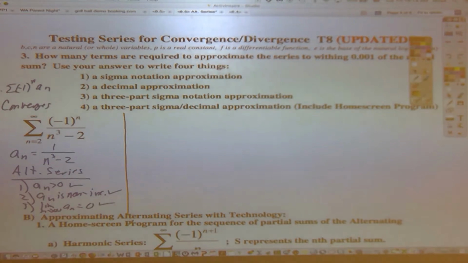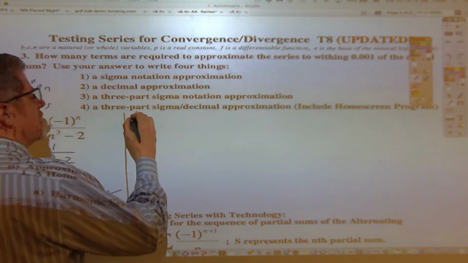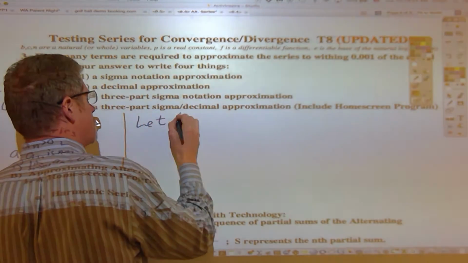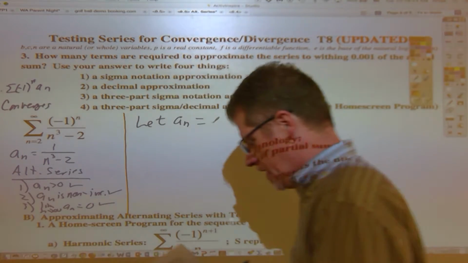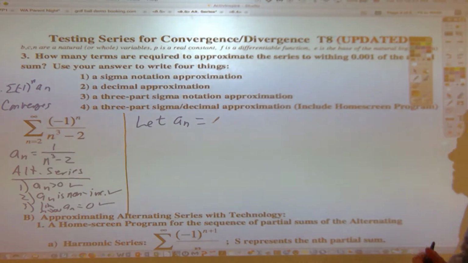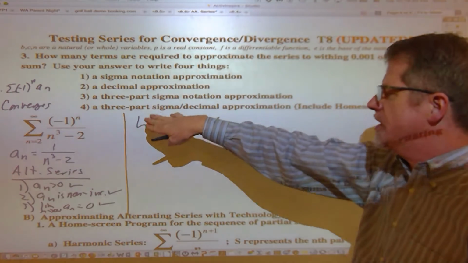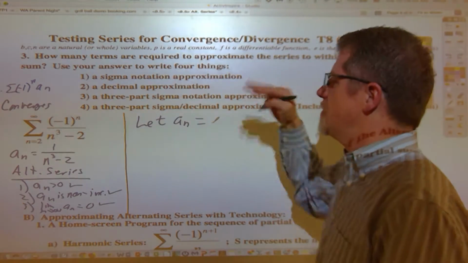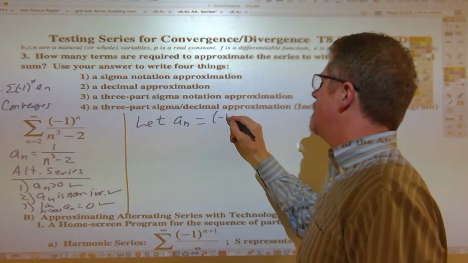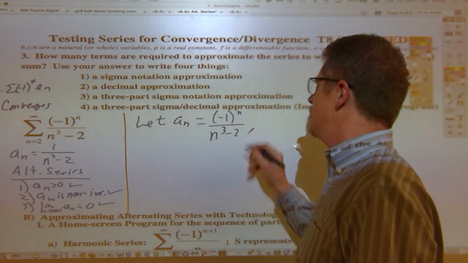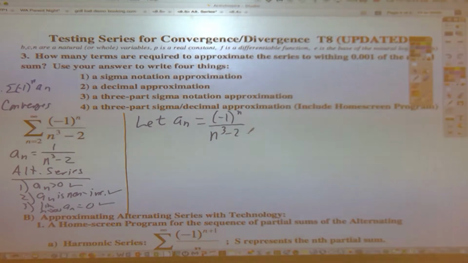Okay, so let's go through these. First of all, let's let a sub n equal, I just want to double check this. Yeah, that's actually my mistake. Unlike the alternating series test, where a sub n is the non-alternating part, we're going to let a sub n represent the whole thing. We're going to let it represent -1 to the n. That's in the previous example also, which is why I had the absolute values there. So -1 to the n over n cubed minus 2.